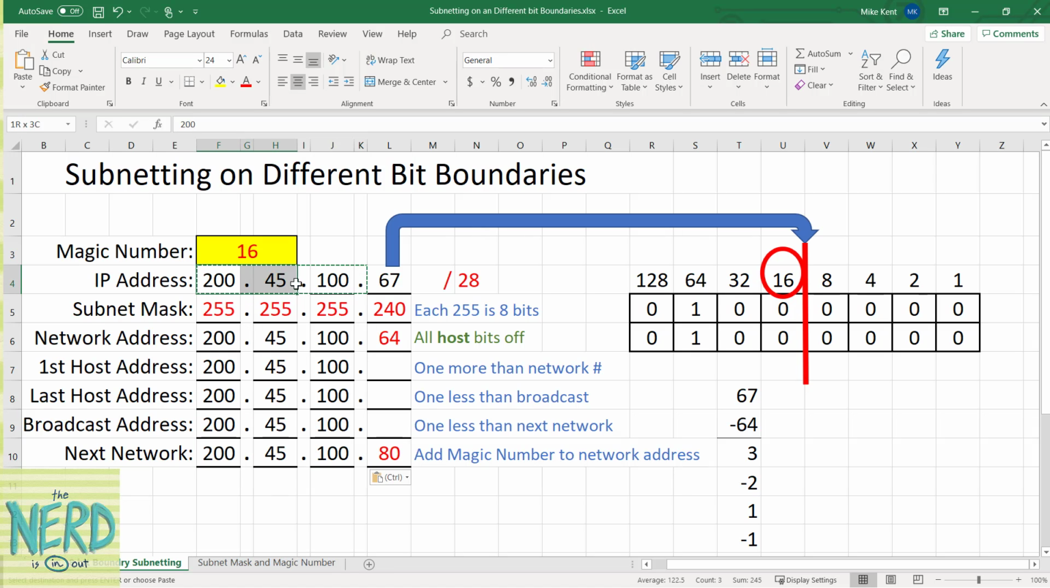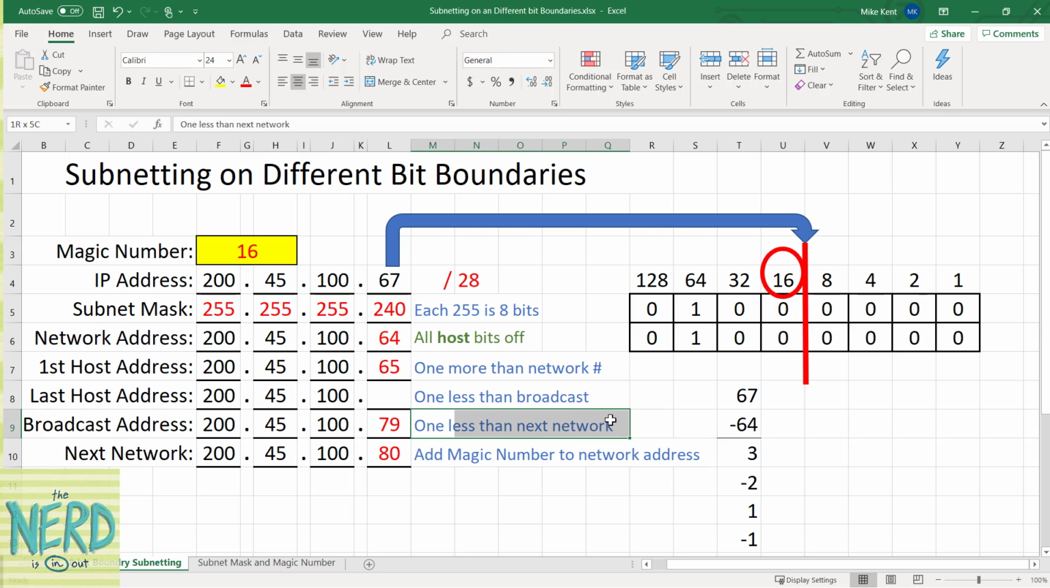We know that all three sets of these numbers right here are networks, so they're never going to change. This might change. But here's all we got to do. My network number is 64. You always take your network number and add 1 to get your first host address, because it's one more than the network number. So if I'm on network 64, first host is 65. Broadcast address. All I got to do now is back up 1. So if my next network is 80, I back up 1, and that is the broadcast address for network 64.